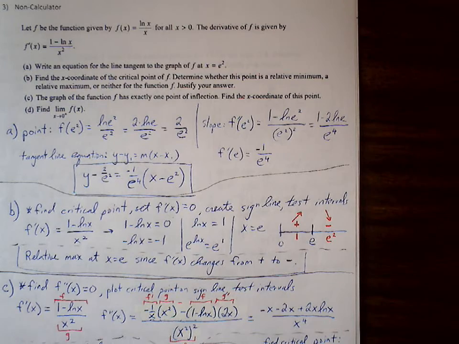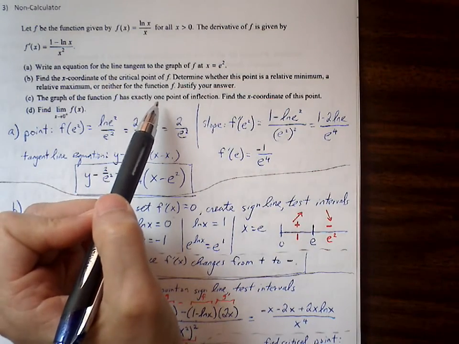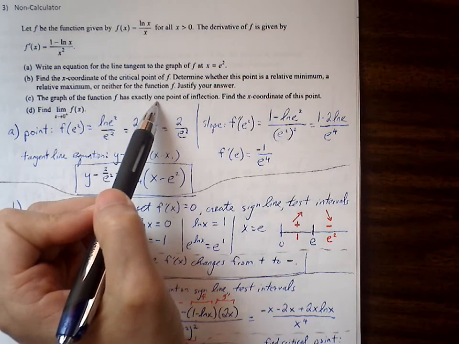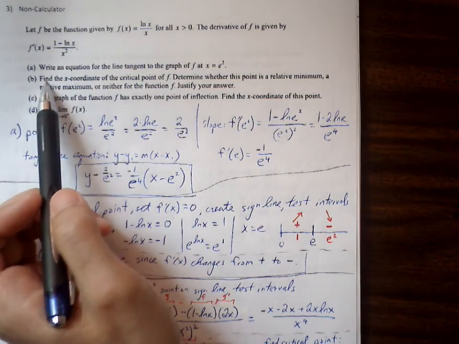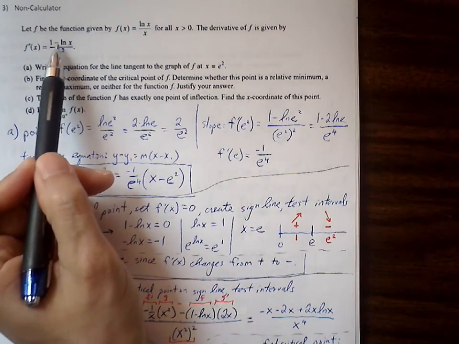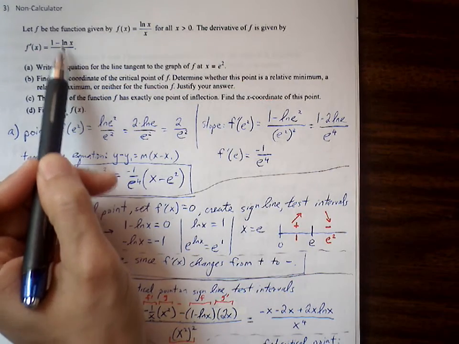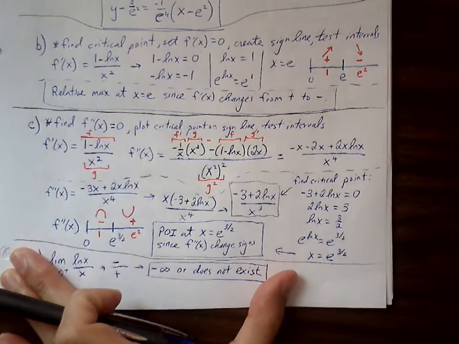Part C, the graph of f has exactly one point of inflection. Find the x-coordinate. So point of inflection means that we have to go one derivative level below f prime to get to f double prime. So this is set up in a form that's numerator divided by denominator, so I'm going to go through quotient rule.